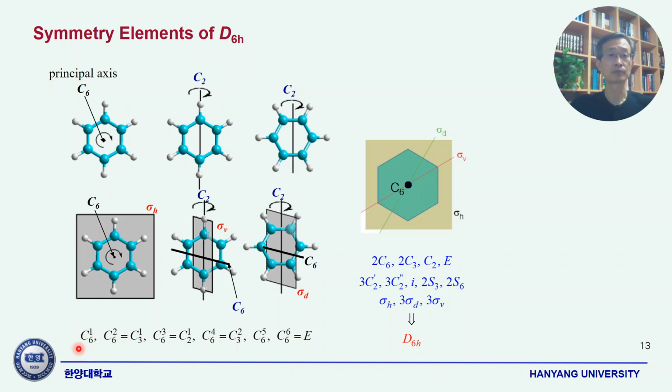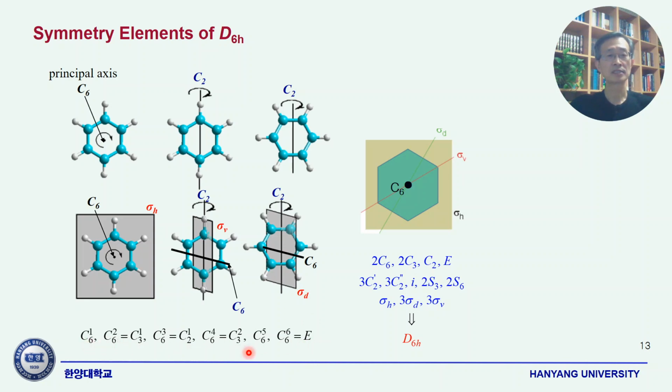Rotation operation is once. Twice is actually the same as the C3 operation. Three times C6 is the C2 operation. If you do it four times, that's twice C3, and five times is the reverse of one. So basically C6^5. And if you do it six times, that's the same as the identity operation.